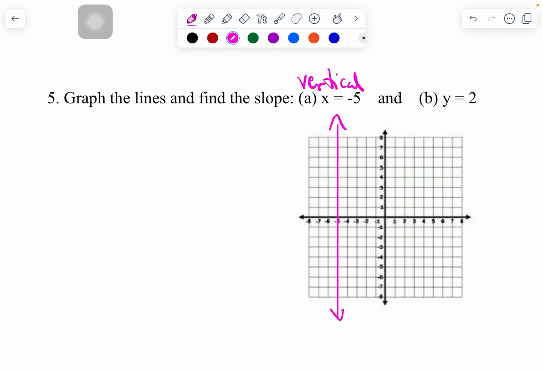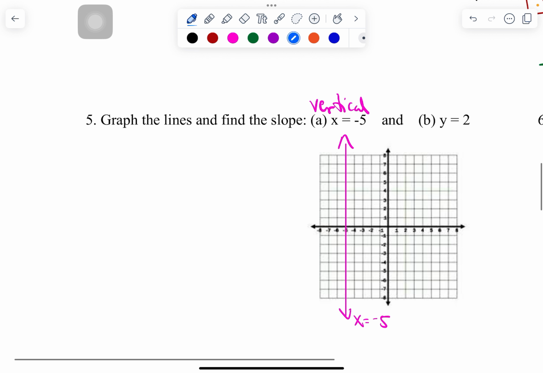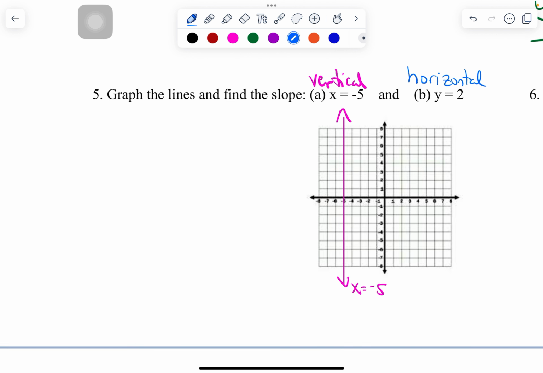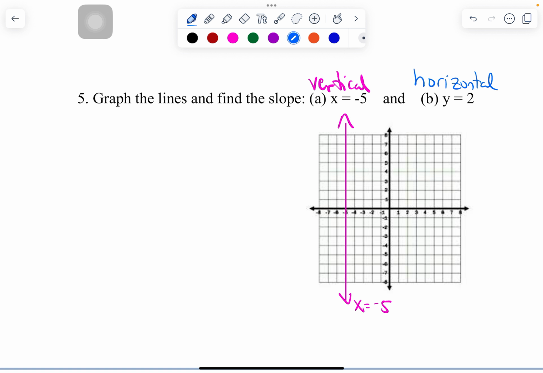Now, I extend it well beyond the grid, so it's really easy to tell where that is. And not only that, I'm going to label it so I know exactly which line is which. The other line is y equals 2, and I'll do that in, I guess, blue, sure. This is going to be a horizontal line. Okay, so x equals a number is a vertical line. y equals a number is horizontal. So I'm going to go ahead and go straight across here. And that is y equals 2.